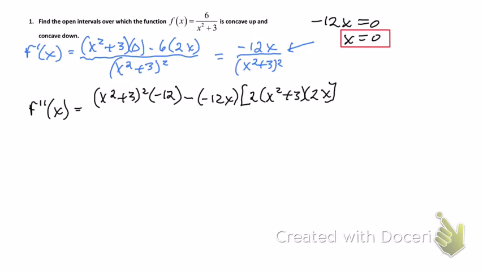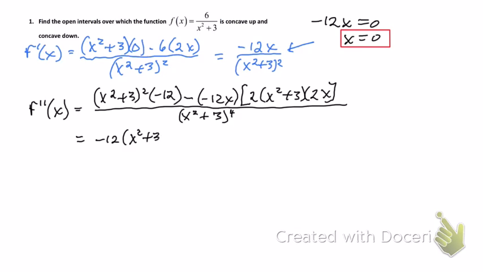All right, so now what? I put all of that over the original denominator squared, which gives me x squared plus 3 to the 4th. Here's what I did on the numerator. I just arranged stuff.